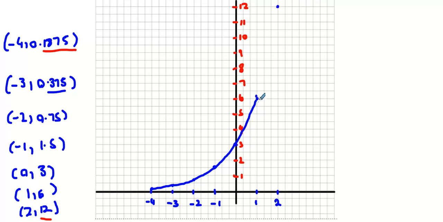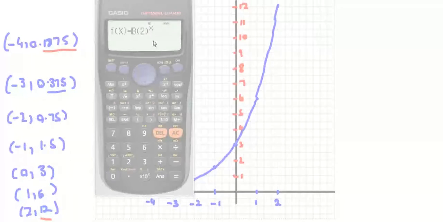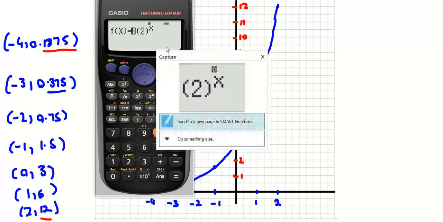Okay, so the thing to know is that it's a curve like so. Now in the formula, we can see that it's 3 by 2 to the power of x. See the 2 to the power of x part here? The 2 to the power of x part means that it's going to be doubling every time.